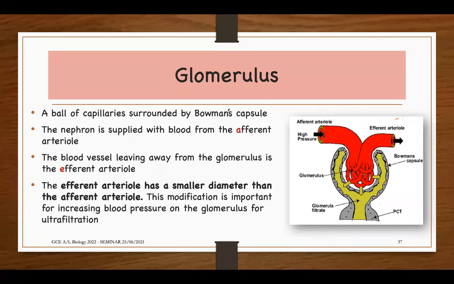The afferent arteriole has a higher diameter. Efferent has a lower diameter compared to afferent. Why? To increase the pressure of the glomerulus so that blood can be filtered and the other substances can go into the capsular space as the glomerular filtrate.